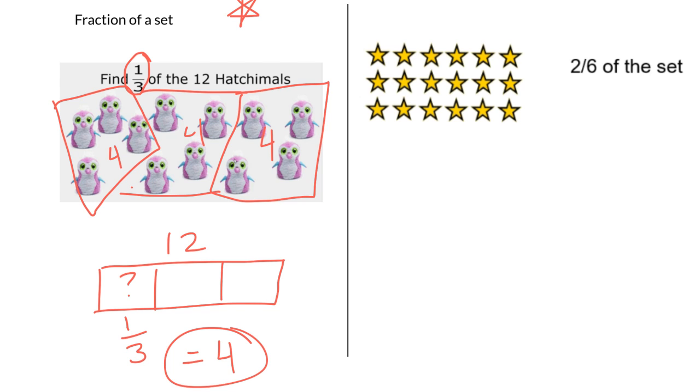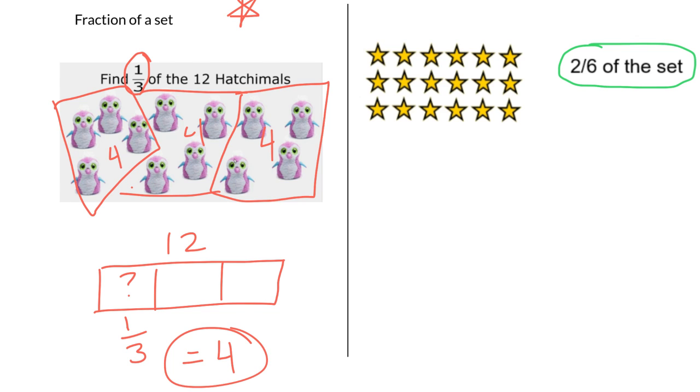So what we're going to do in this one is a little bit more complicated. We're going to find out what 2/6 of this set is. So the first thing to do would be to look and see how many are in this set. I'm going to use skip counting or multiplication thinking here because this looks like a multiplication array.